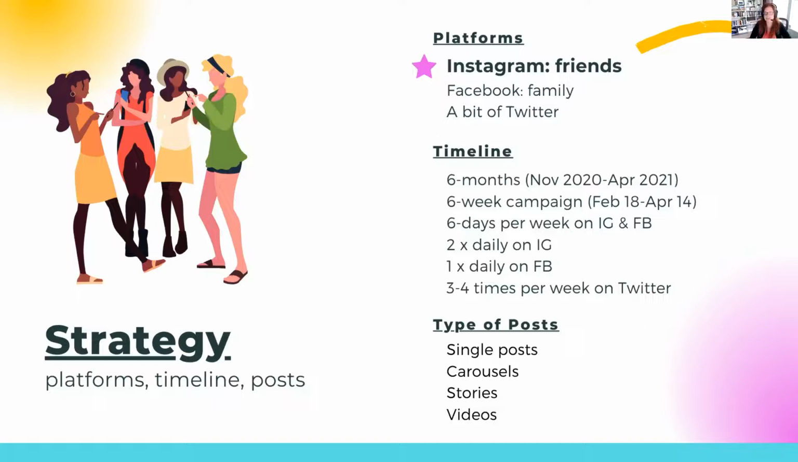With those 6 days per week, 2 times posting on Instagram, once in the morning, once in the evening, and then we were doing daily on Facebook, and then 3 to 4 times on Twitter. Types of posts, we did single post, carousel, stories, and videos, and I'll go through that in a little bit as well.